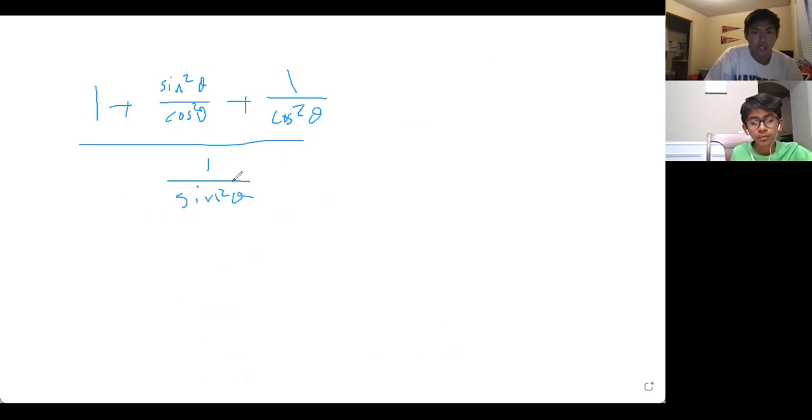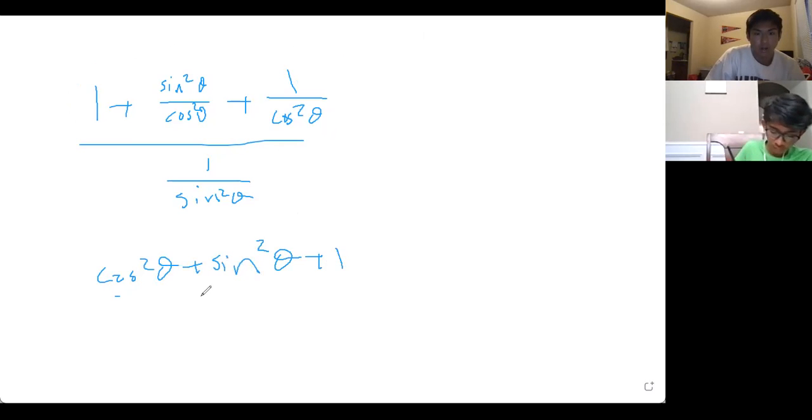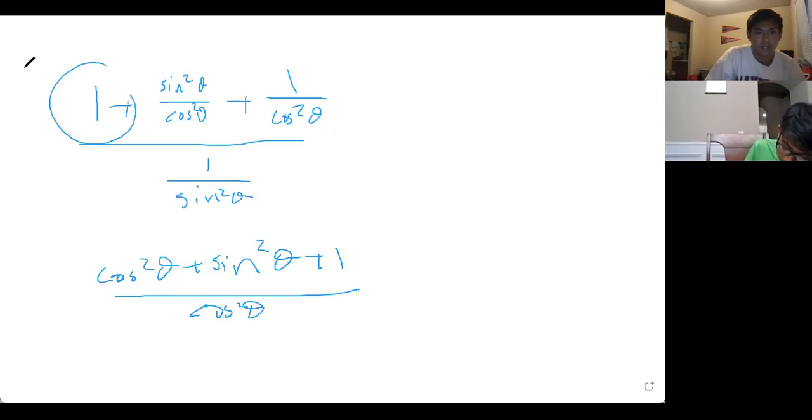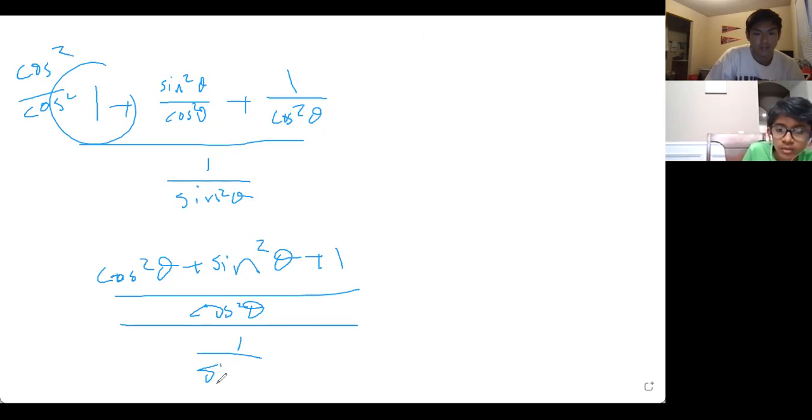Okay. Then what are you going to do to get rid of these crazy fractions? Wouldn't the sine from the top and the sine from the bottom cancel out? No, because of the plus signs. You have to combine all these first. Oh, okay. I would combine it by doing cosine squared theta plus sine squared theta plus 1 all over cosine squared theta. Do you see that? Because this becomes cosine over cosine squared. Then I just added the tops, and that's all over 1 over sine squared theta.